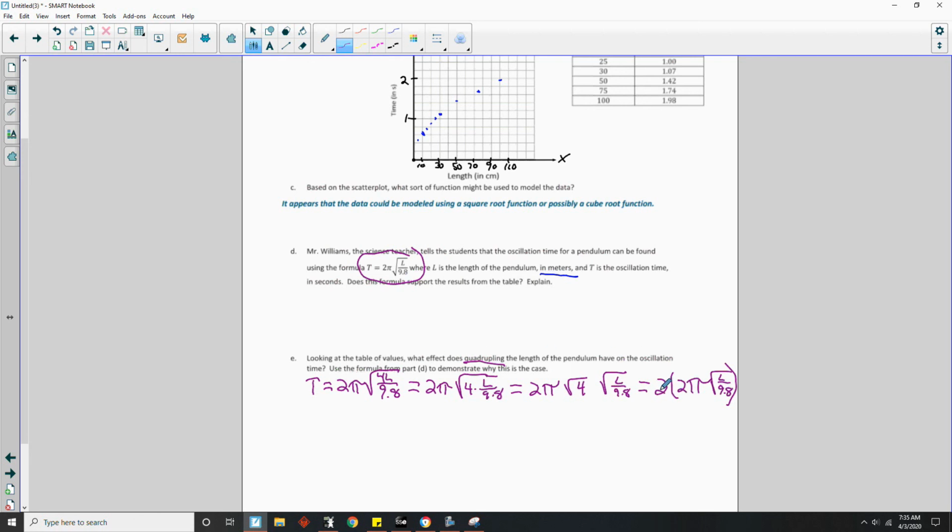On the time? Well, it doubles it. So quadrupling the length of the pendulum doubles the time, because our function is still the same as it was here, but it's being multiplied by 2.